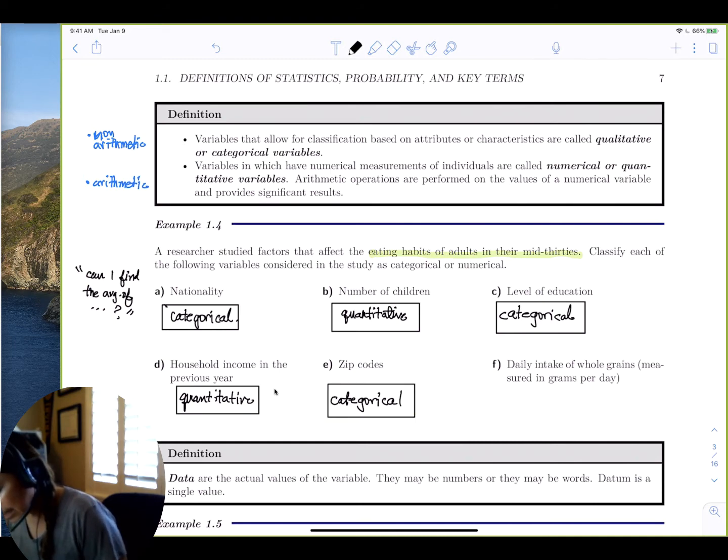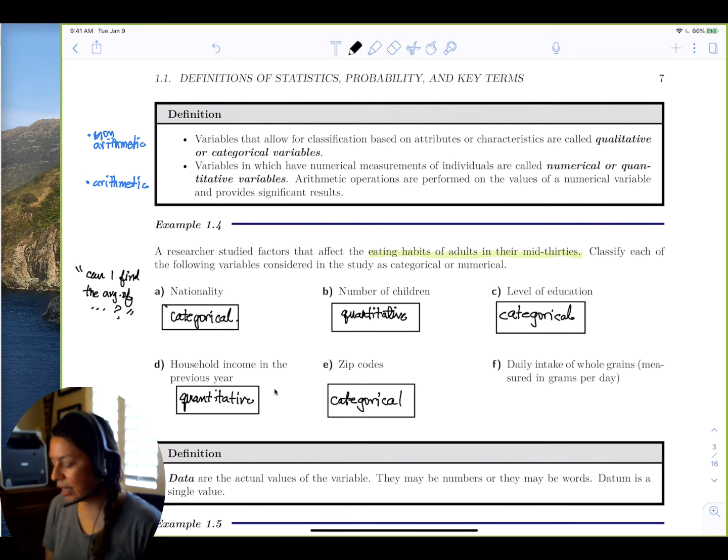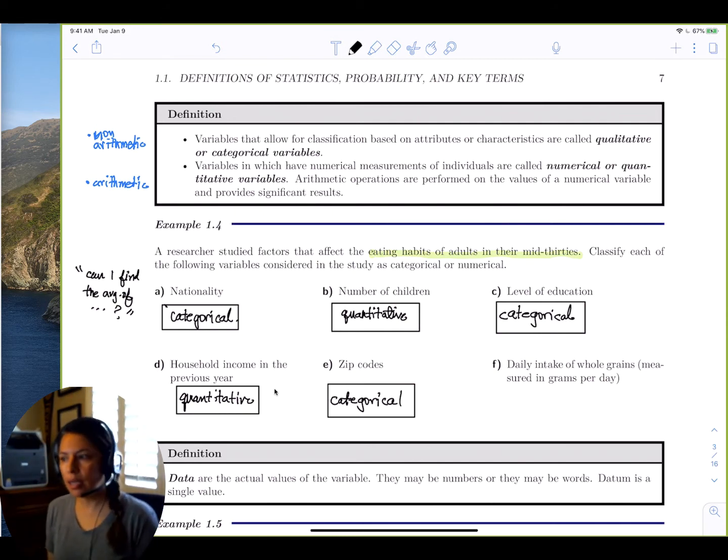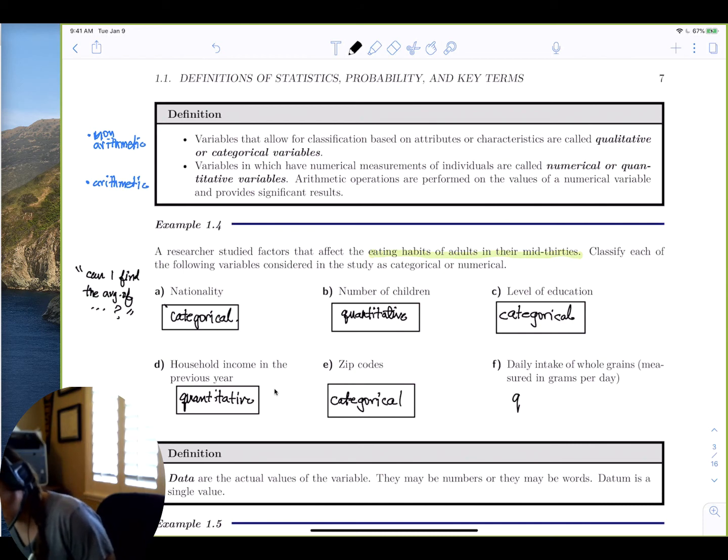And how about daily intake of whole grains? So daily intake of whole grains, how do we measure that? Well, we usually measure them in grams. So can I find the average number of grams of whole grains that I eat in a day? Yeah, I can, right? Because it's a quantity, especially grams. That's definitely a quantity. So we say that is quantitative.